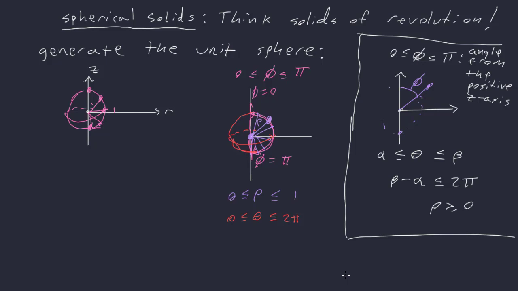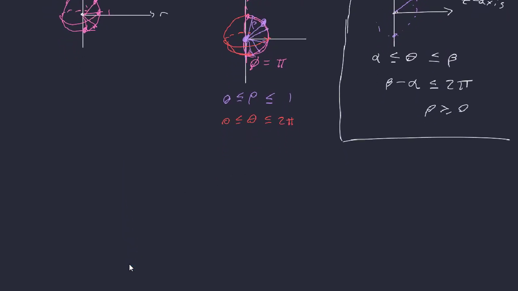What's really nice about this is, just like we did with cylindrical coordinates, we can make all sorts of crazy solids by altering this. So we could create a spherical shell by just letting rho go between like 1 and 2, for example. So for example, let's say these are our limits.